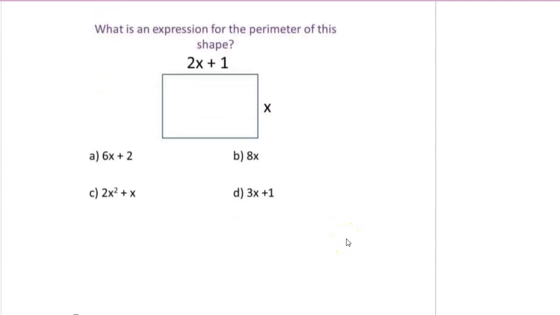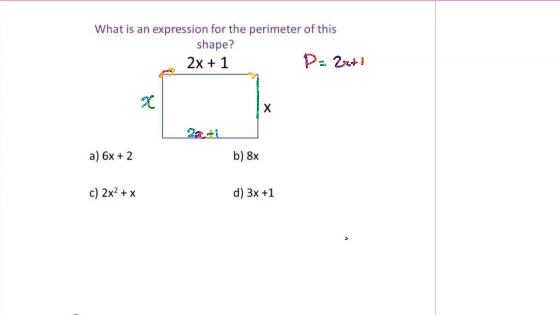Write an expression for the perimeter of this shape. Well, to find the perimeter of any shape, you just find the length of each edge and add them together. Given this is, we're going to assume, a rectangle, this opposite side is x, and the opposite side to the long one would also be 2x plus 1. If I want to find the perimeter, I just start at one point and add all of them up as I go around. So I'd have 2x plus 1. That would get me to the next corner.